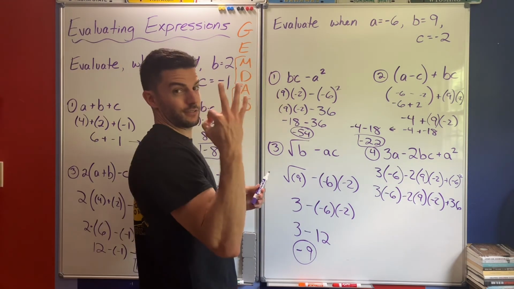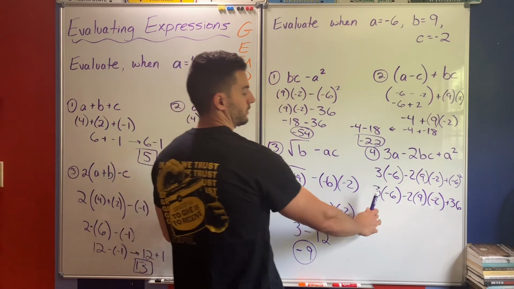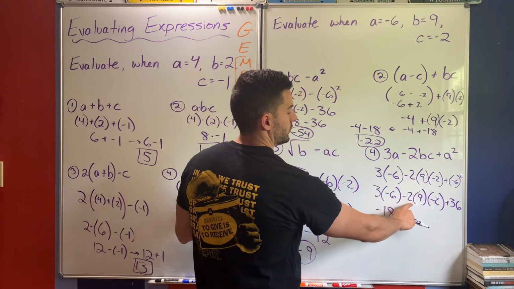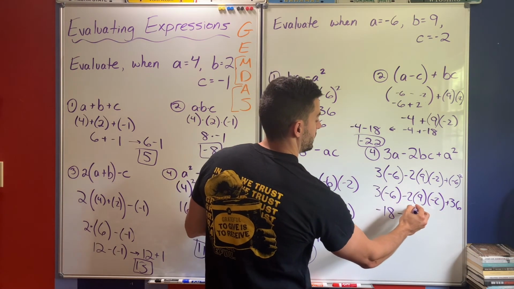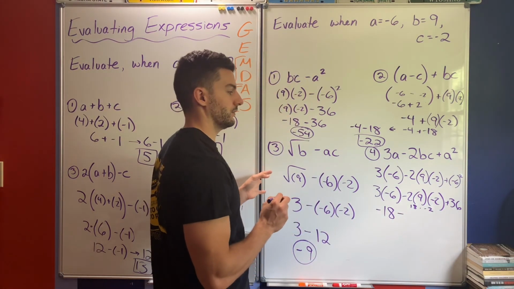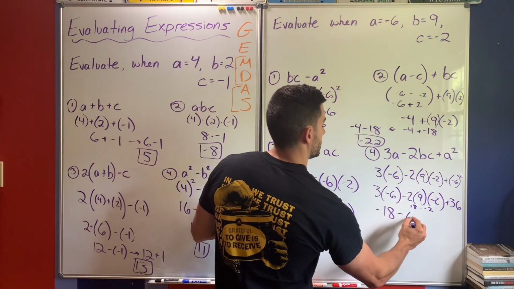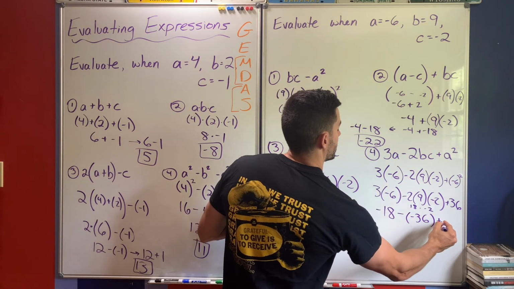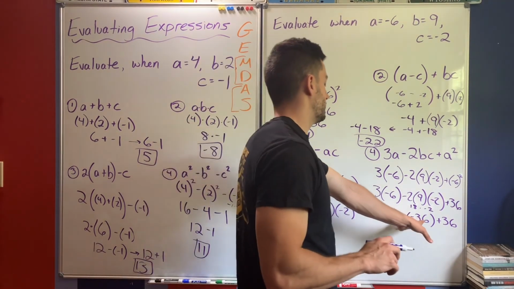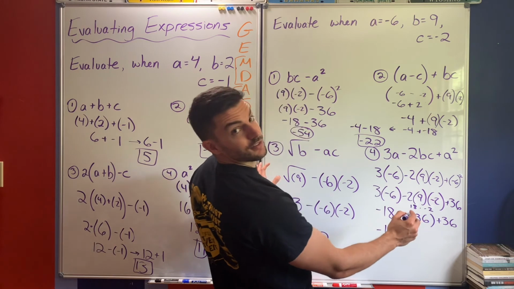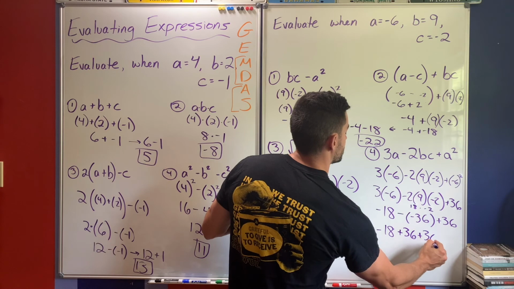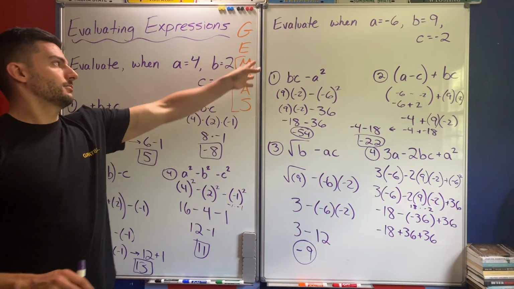Multiplication and division. I actually have 3 multiplications going on. So I got this 3 times negative 6, and so that is negative 18. So this would be 2 times 9, 18. And then 18 times negative 2 would give me negative 36. So this would be minus negative 36 plus 36. What I'm going to do here is change this minus negative to a plus, because that minus negative is confusing. So negative 18 plus 36 plus 36. So that took care of my multiplication.